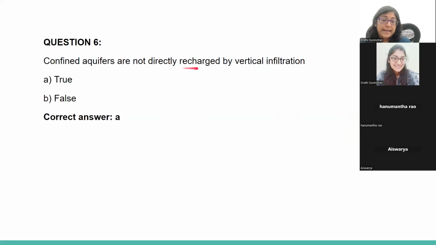It is not being directly recharged by vertical infiltration. Instead, the end of the aquifer, which is going to be an unconfined aquifer, is going to receive water as a result of infiltration, and then that water is going to move and contribute to the portions of confined aquifer. So the statement here is true. It is not directly recharged.